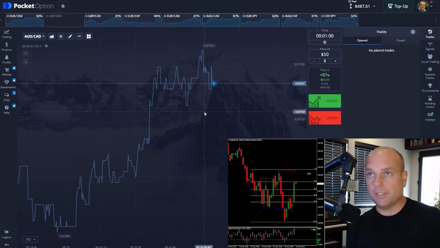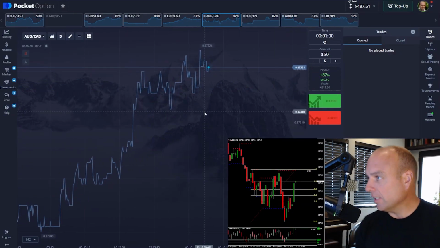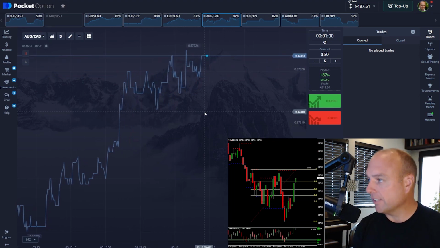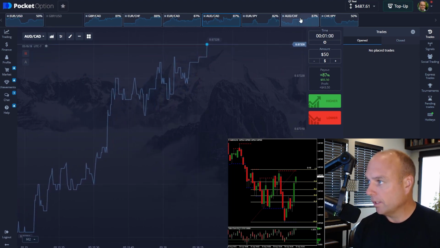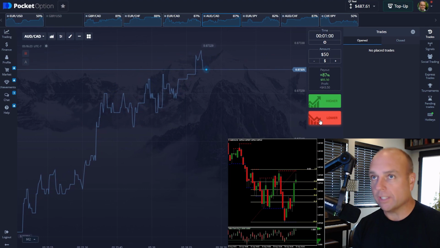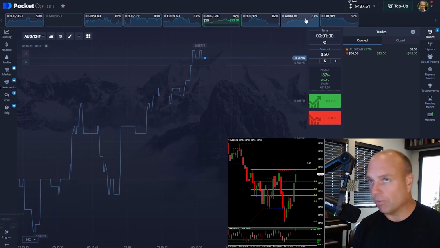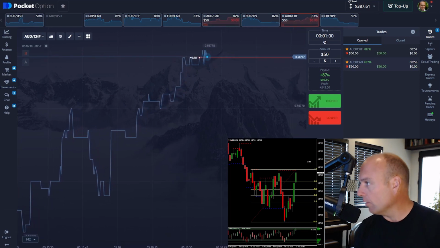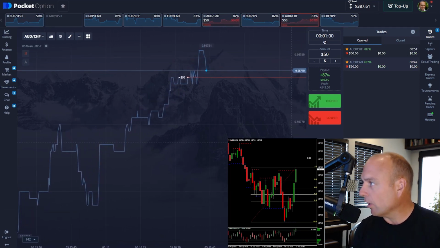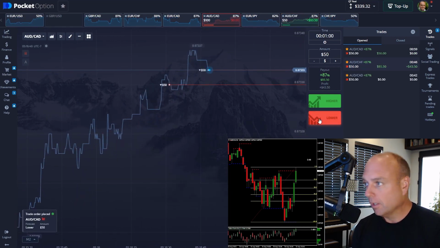Okay, guys, let's get into the trading here. And as you can see, Aussie CAD is coming up to a very nice resistance. It is oversold, a very clean level here. I'm looking to take an entry on Aussie CAD. There we go. As soon as it gets to that level, I get a good entry on it. I also run over and take a similar entry on Aussie Franc.